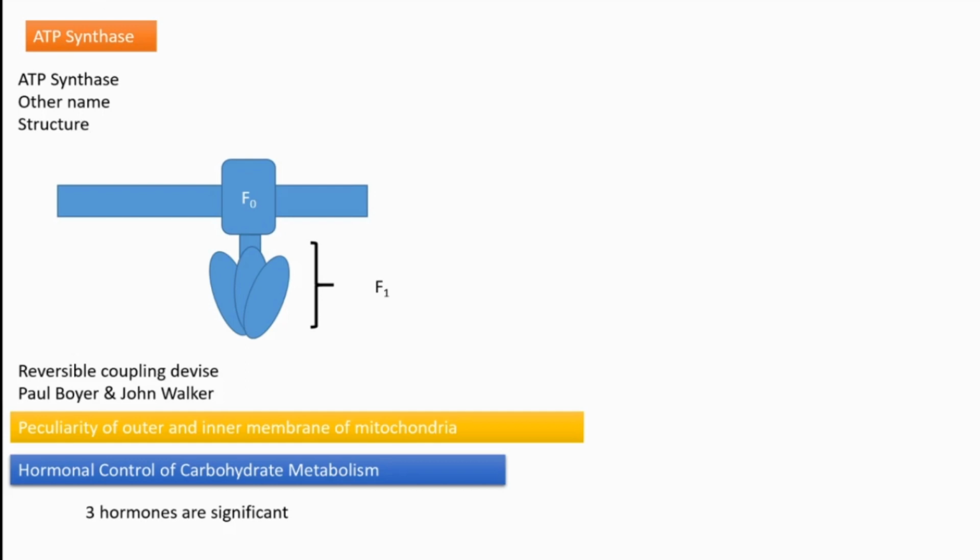Some other names are also present for ATP synthase. What were the other names? Elementary particle, oxysome, or F1-F0 ATPase. Three names are there other than ATP synthase: elementary particle, oxysomes, or F1-F0 ATPase.